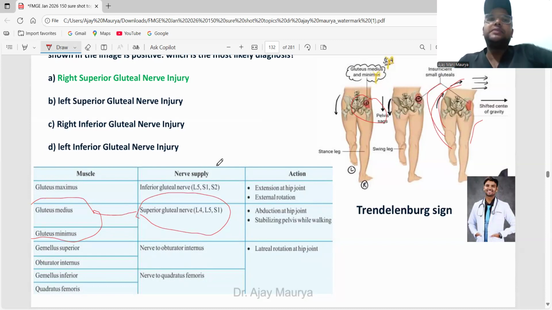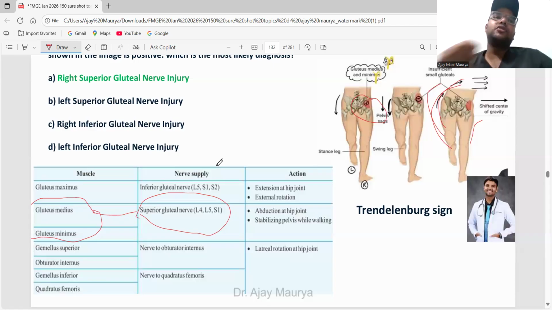If you don't understand, simply remember: as the doctor knows this is a case of the lurching gait, and as you know there is a superior gluteal nerve injury, the movement that is going to be affected is the abduction.